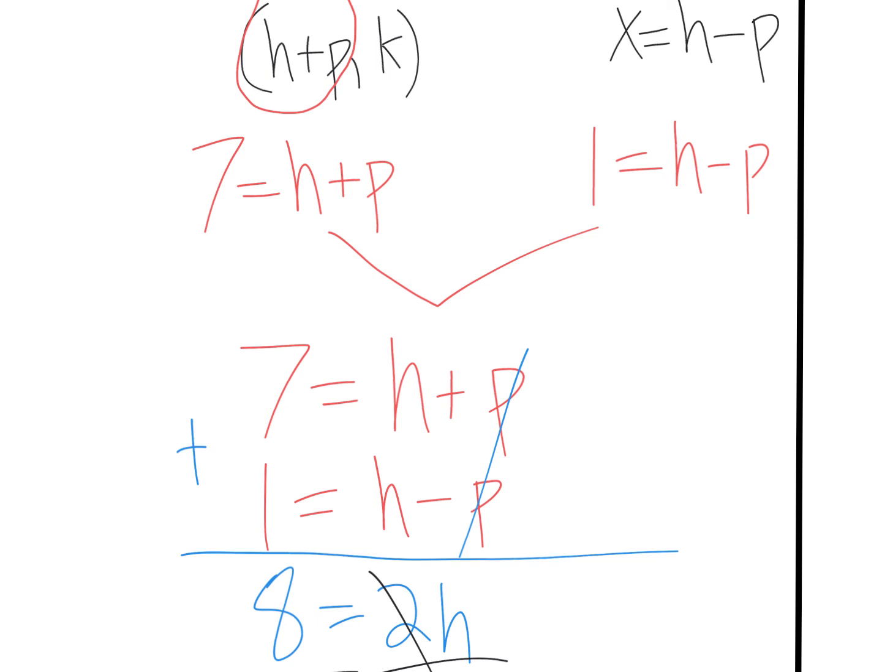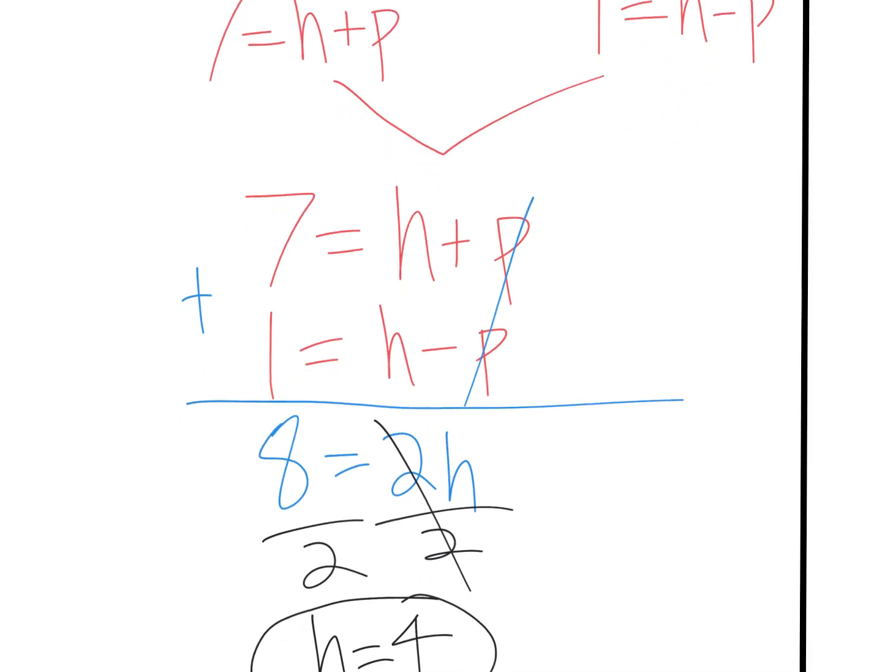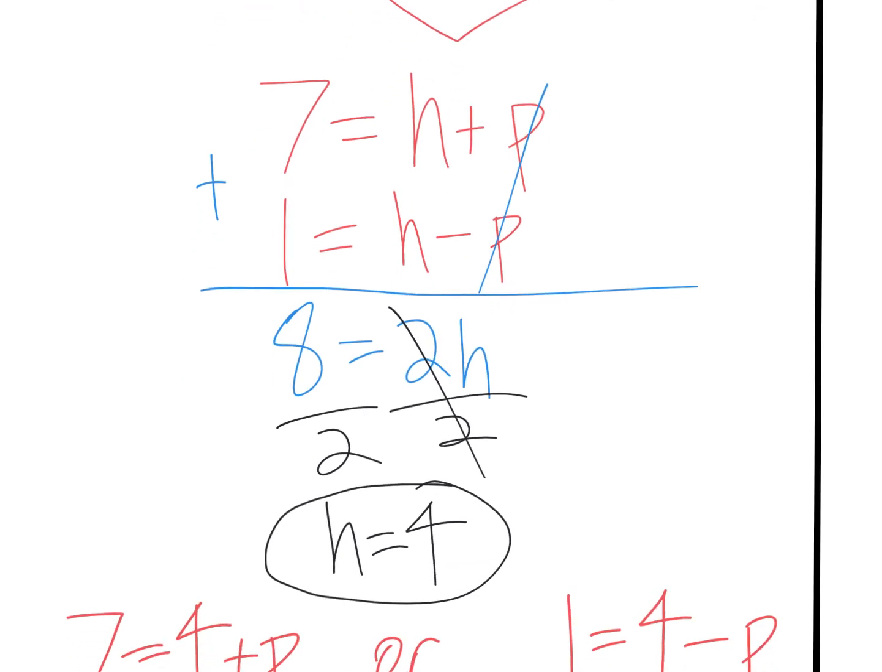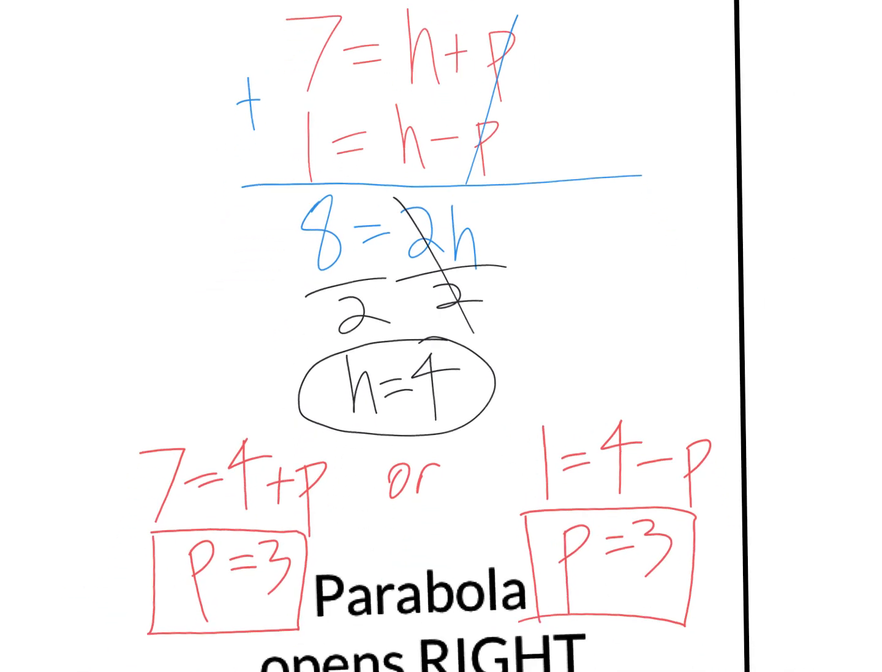Just like the previous example, I see that the p's are opposite signs, so I don't have to do any sort of hard work here. I just have to add these two equations together. 7 plus 1 is 8, h plus h is 2h, and p minus p goes away. So divide both sides by 2, and I get that h equals 4. Then I can plug it back into either one of these two original equations and figure out what my p-value is. Again, you should get the same answer twice if you plug it into both of them. It's not really necessary, but just to illustrate that you get the same answer, I plugged it into both. If you get a different answer, that lets you know you made a mistake when solving for h.